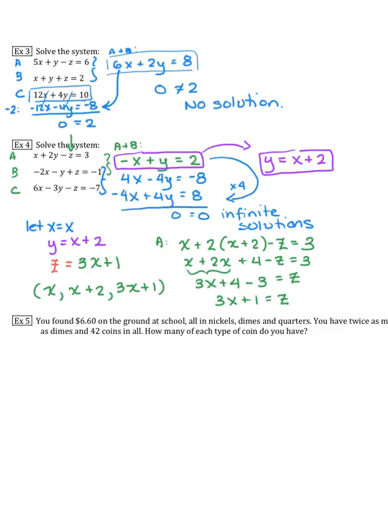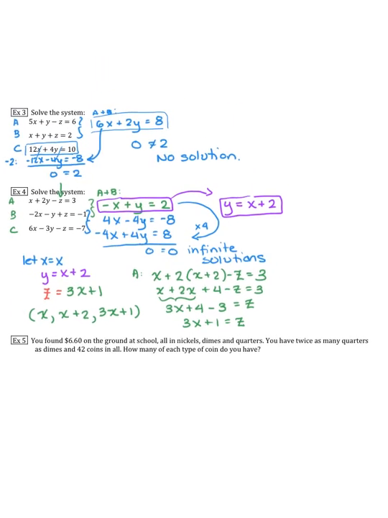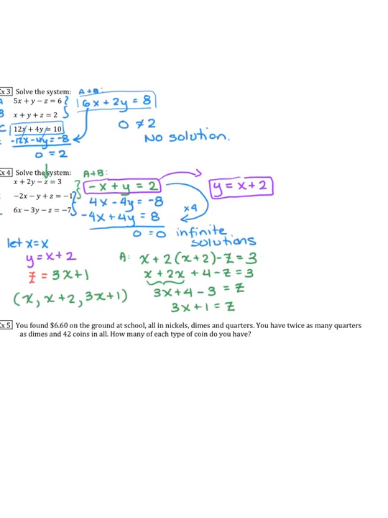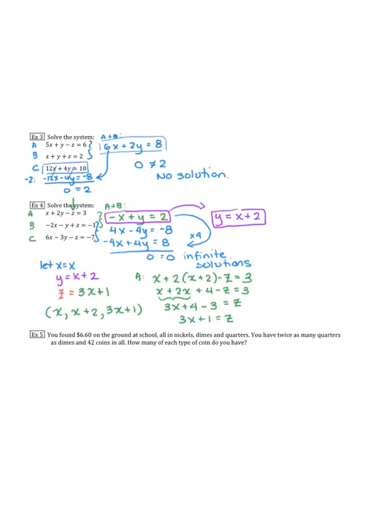Okay. In the process of solving 3x3s, we've done it very generically. Now let's put it into a situation where you actually have to come up with the equations and then solve. So first thing we want to do is identify our variables. So we have this, you found $6.60 on the ground at school. They're all in nickels, dimes, and quarters. You have as many quarters as dimes, and you have 42 coins in all. How many of each coin do you have?